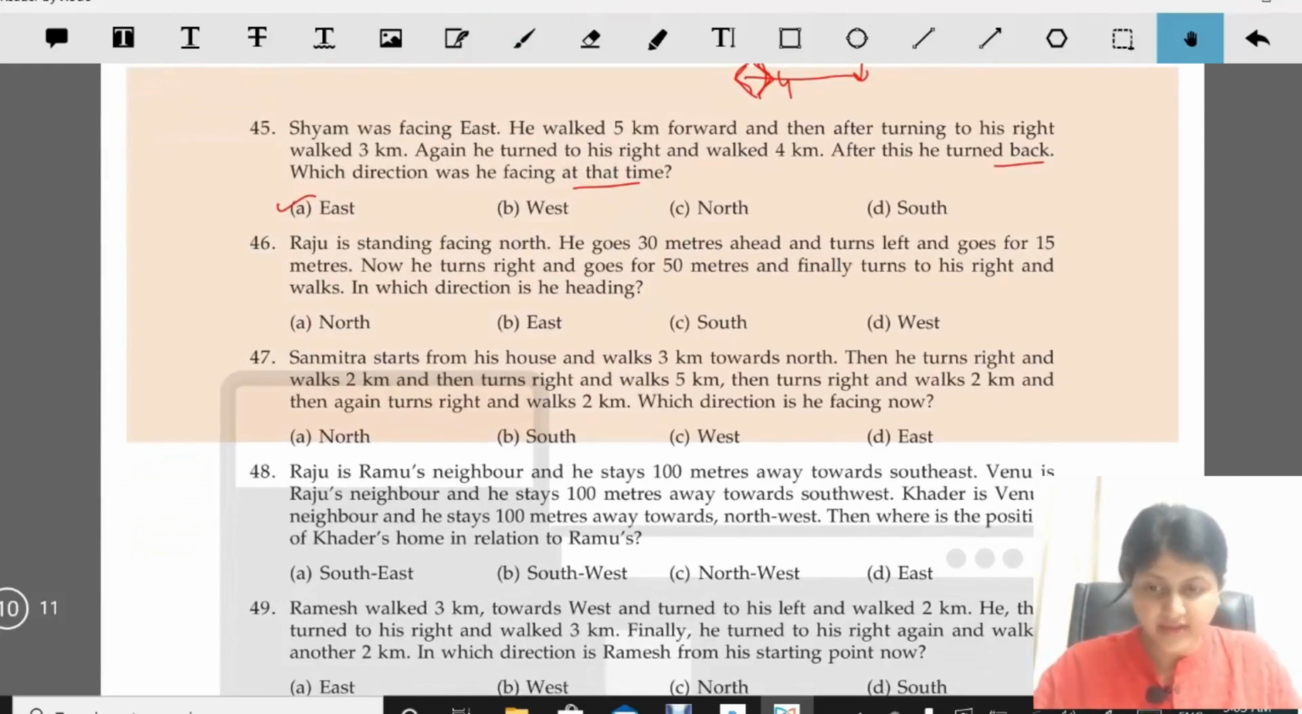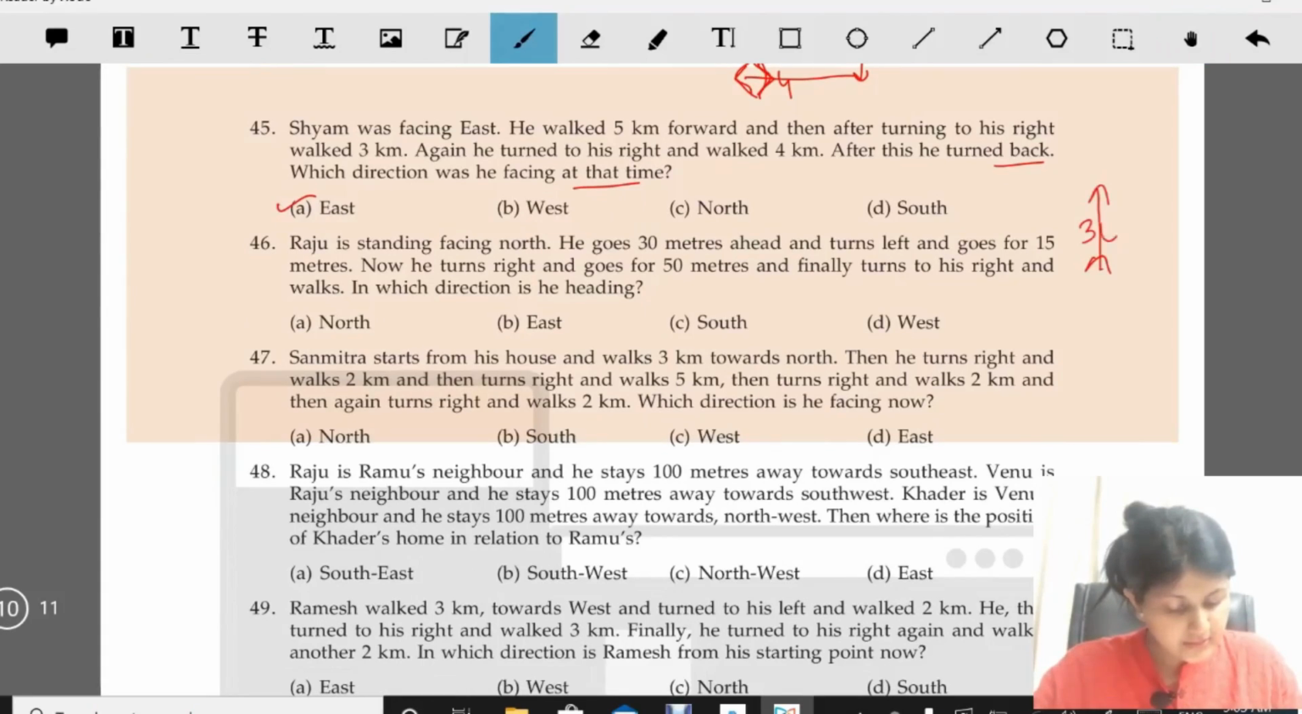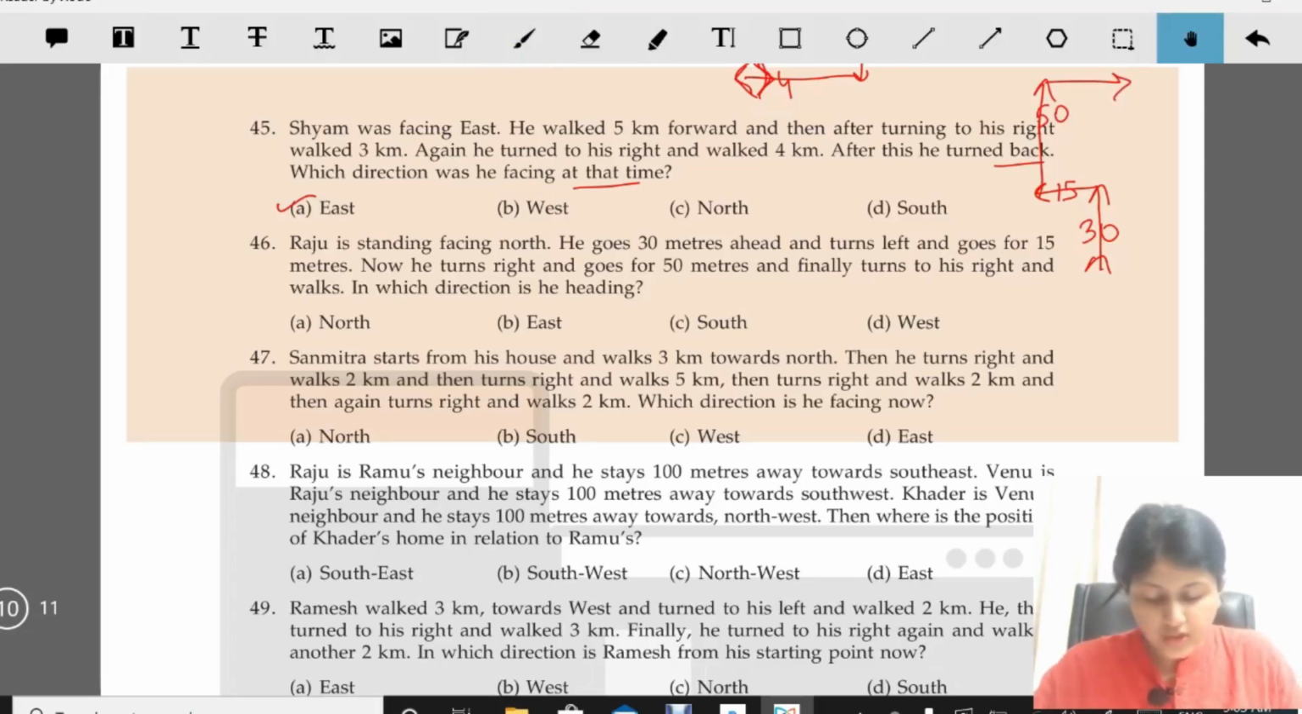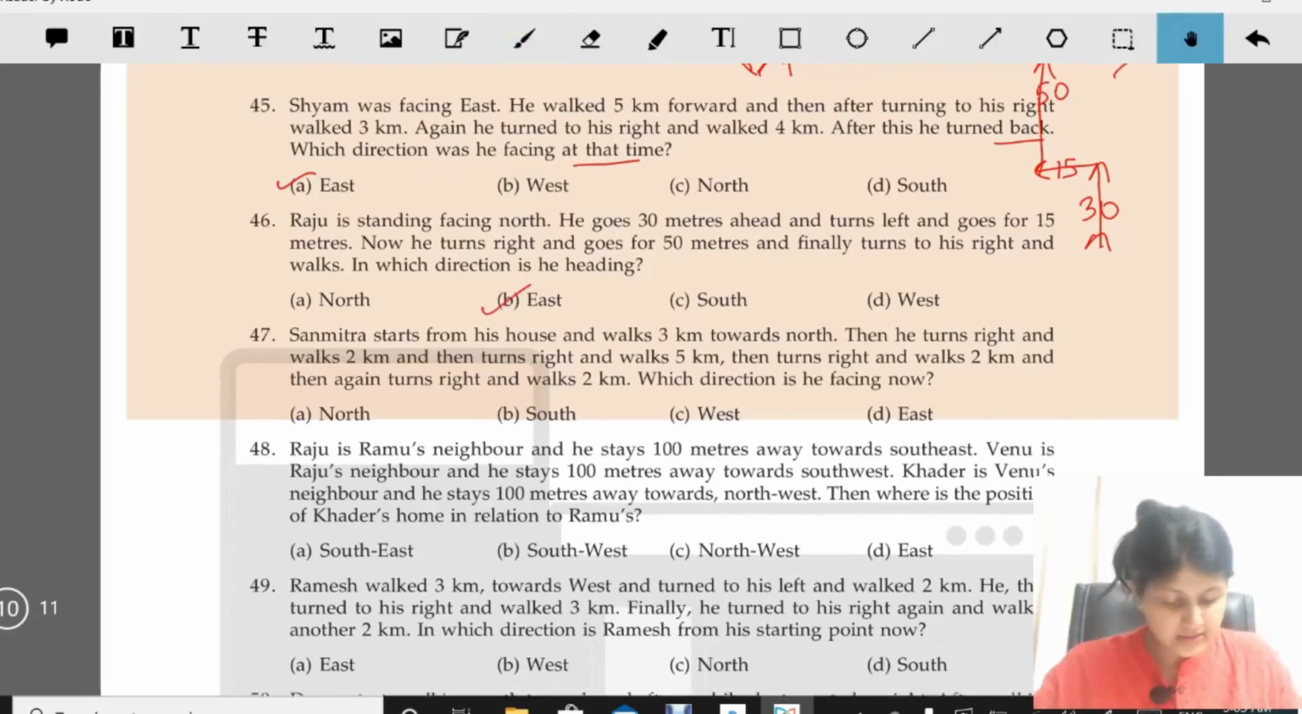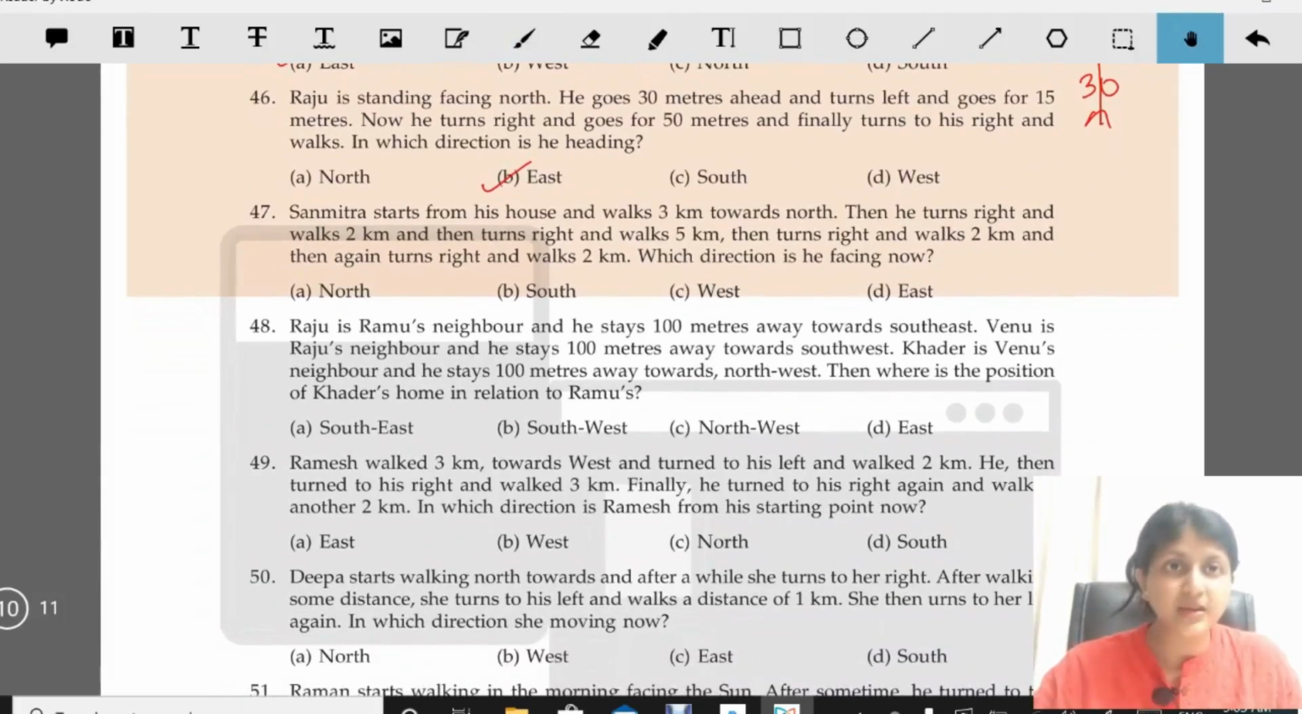Okay. Question 46. Raju is standing facing north. He goes 30 meters ahead and turns left and goes 15 meters. Now he turns right and goes 50 meters. And finally turns to his right and walks. In which direction is he heading? So he is heading towards east. Okay. Question number 47.